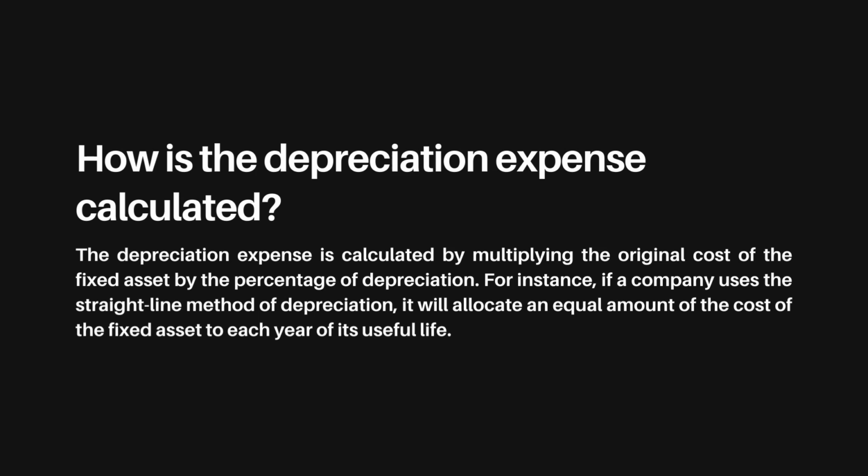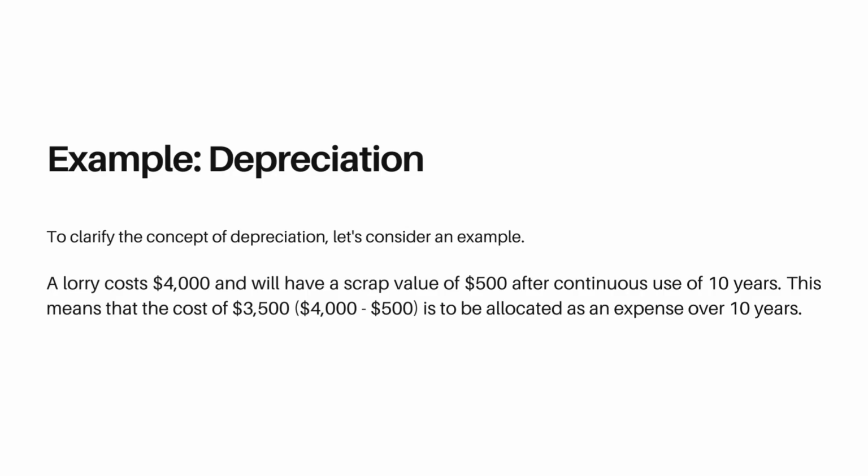How is the depreciation expense calculated? The depreciation expense is calculated by multiplying the original cost of the fixed assets by the percentage of depreciation. For instance, if a company uses the straight line method of depreciation, it will allocate an equal amount of the cost of the fixed assets to each year of its useful life.